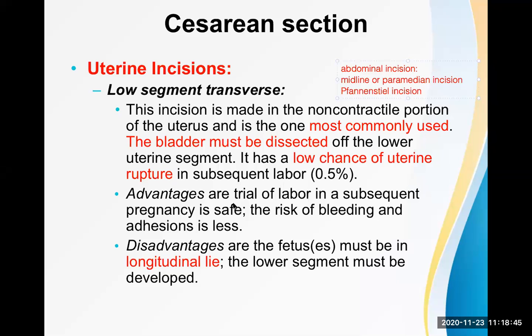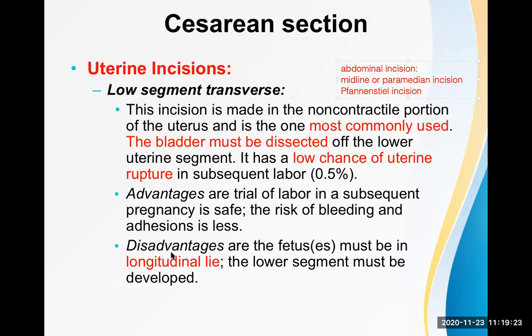Advantages of this are that trial of labor in a subsequent pregnancy is safe. The risk of bleeding and adhesion is less. So it has different types of advantage here. If we have delivered the baby by cesarean section during this pregnancy, then later on she may be pregnant again. During that time also we can safely go for cesarean section, or even vaginal delivery can be done. That is safe after giving a lower segment transverse incision. Risk of bleeding and adhesions are also less.